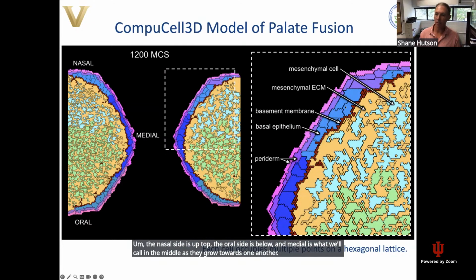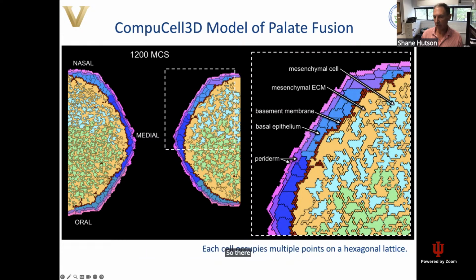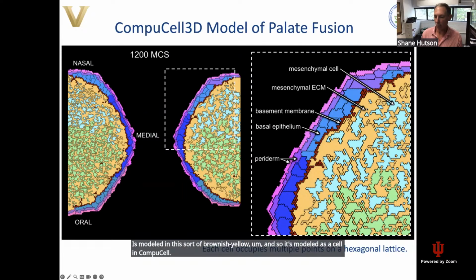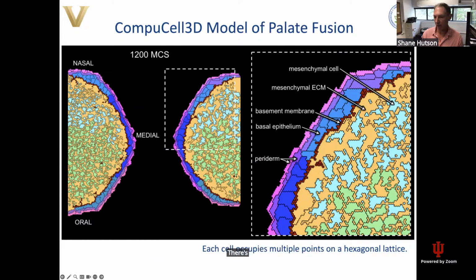On the right is a label of all the different cell types that we have in the model. So there are mesenchymal cells in this light cyan. The mesenchymal ECM is modeled in this sort of brownish yellow. And so it's modeled as a cell in CompuCell, even though it isn't one, but we take advantage of that framework for putting it in. There's an explicit basement membrane. There's basal epithelial cells there in a blue, and then what's called a periderm, which is a very squamous epithelium on the outside of the palatal shelves that's in that pink and that purple.